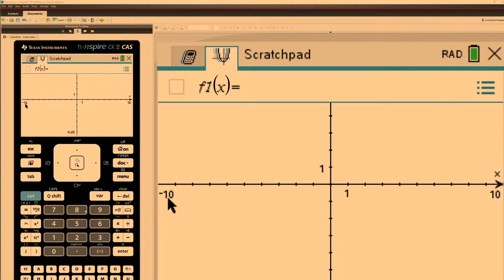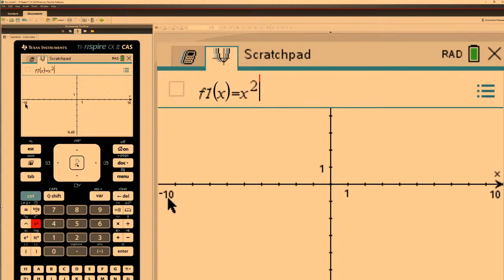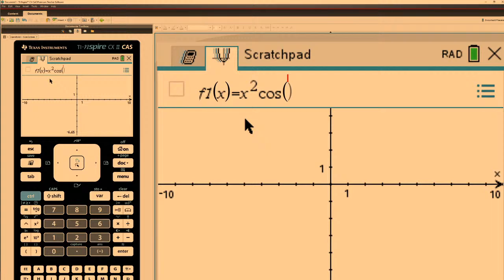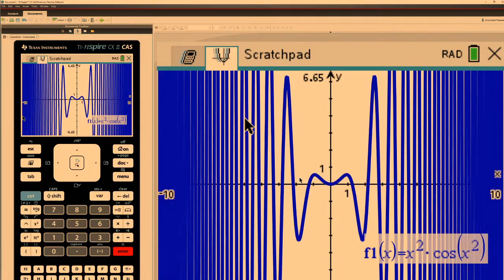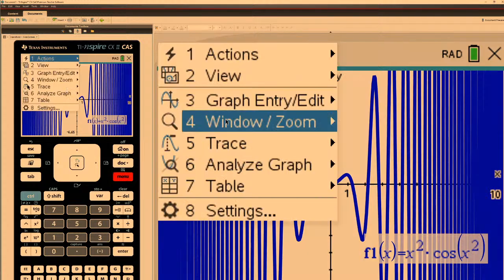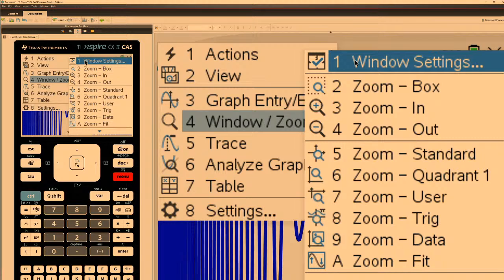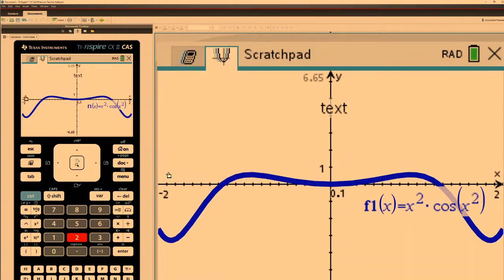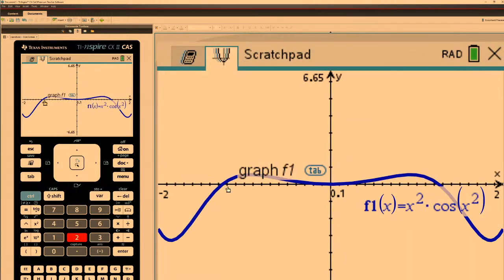And so we have the graph of x squared times cosine of x squared. And we're going to go ahead and graph that. This looks really crazy, but they gave us an interval. So I'm going to go to my window zoom and change my zoom. They said to go from -2 to +2. And now I can just kind of count.